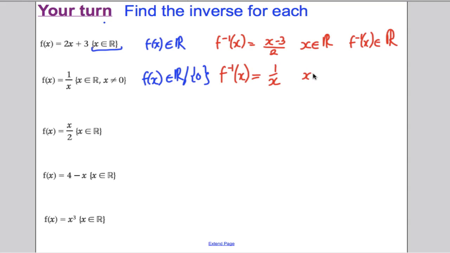And what numbers can you put in? Well, you can put in the real numbers excluding 0, x, I'm going to say x not equal to 0, because the domain is equal to the range of the original function, and because the range of the inverse function is equal to the domain of the original. So again, the domain of the inverse function is the real numbers but not equal to 0.